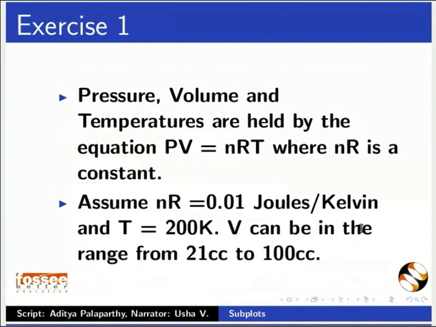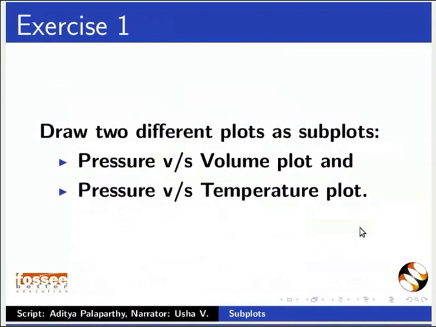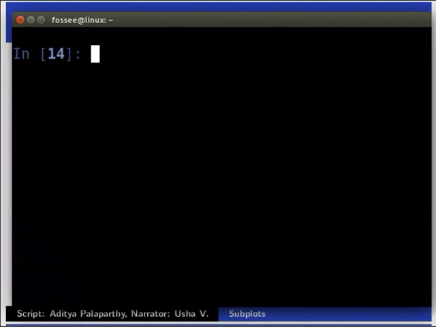Pressure, volume and temperature are related by the equation PV = nRT, where nR is a constant. Assume nR is equal to 0.01 joules per Kelvin and T is equal to 200 Kelvin. V can be in the range from 21 cc to 100 cc. Draw two different plots as subplots: pressure versus volume plot and pressure versus temperature plot. Switch to the terminal for the solution.